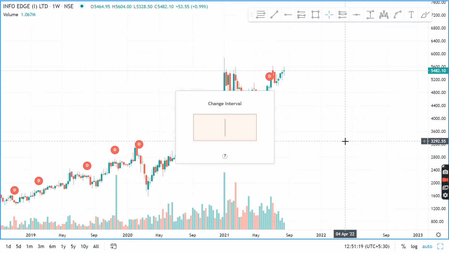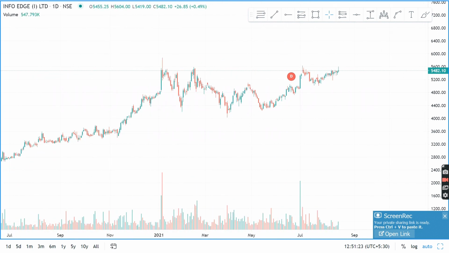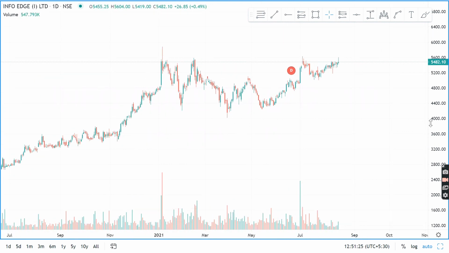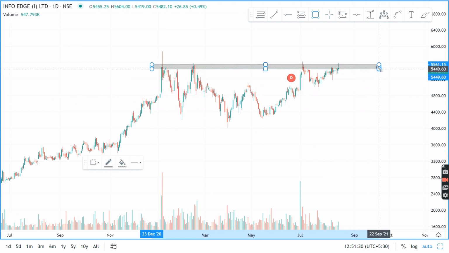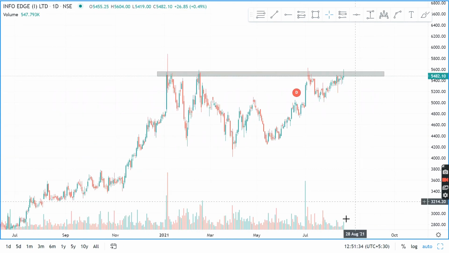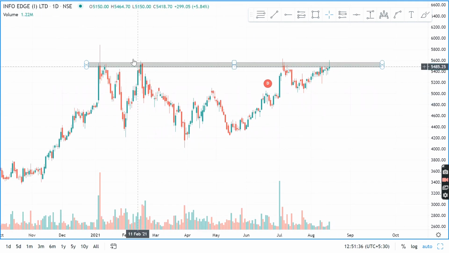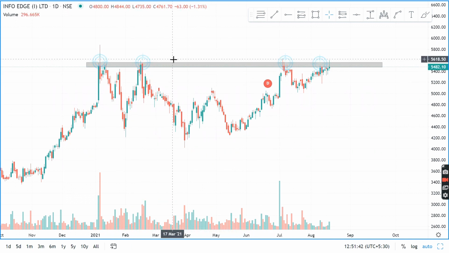Now coming to the daily time frame of Info Edge, here we can see that the stock has formed a great resistance zone from which it is facing supply again and again. So if I draw a zone like this, we can see that whenever the stock goes up near the resistance zone, it again comes down, and it has tested the resistance zone approximately 3 to 4 times.